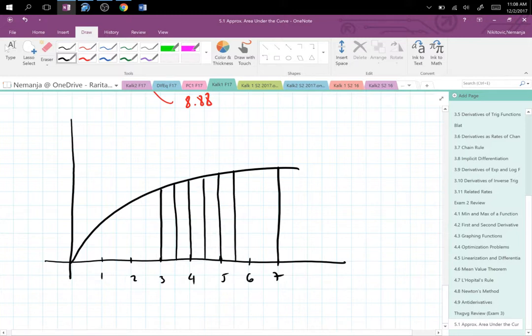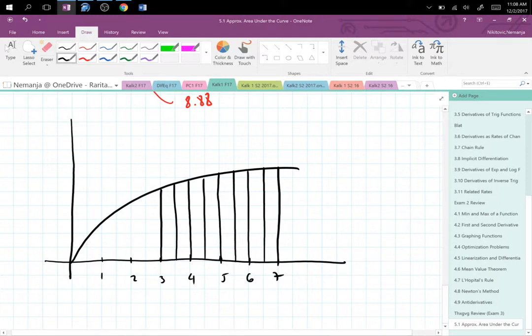I am technically doubling the amount of rectangles. I'm doubling the amount of rectangles now from what used to be 4 to 8. You don't have to double, you can go any other number higher than what you had before.